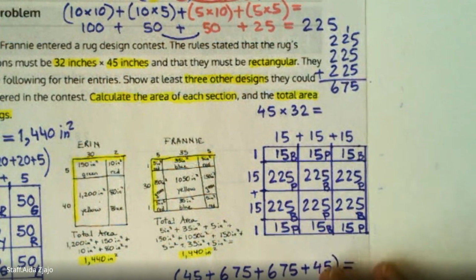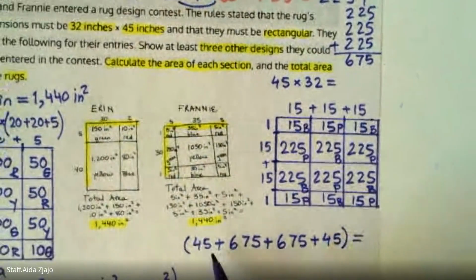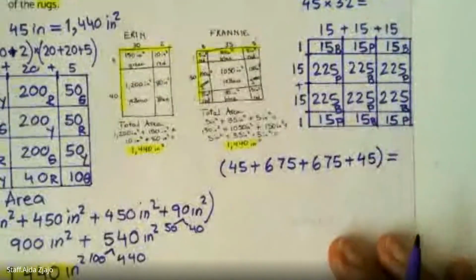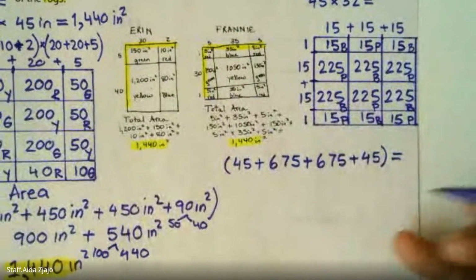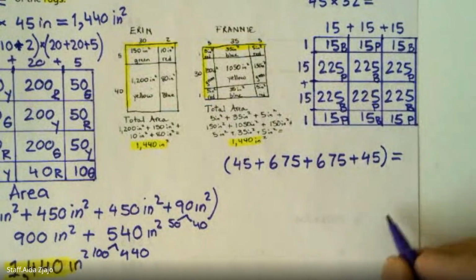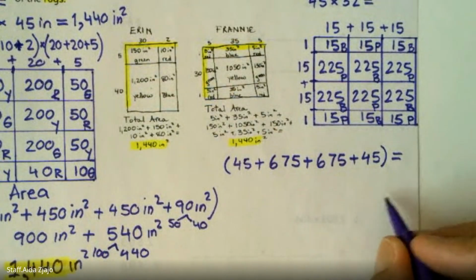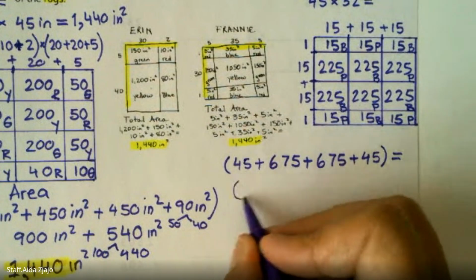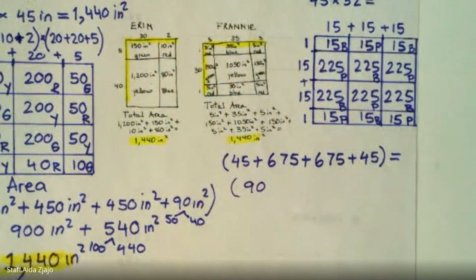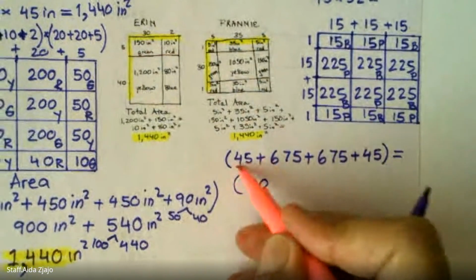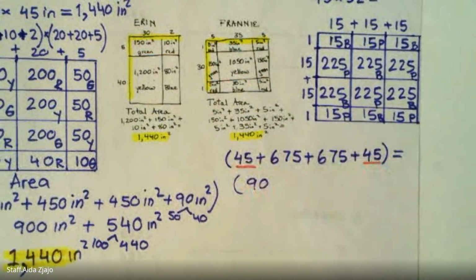So that will equal to, if you add 645 and 45 is 90. So this and this is 45, 90.